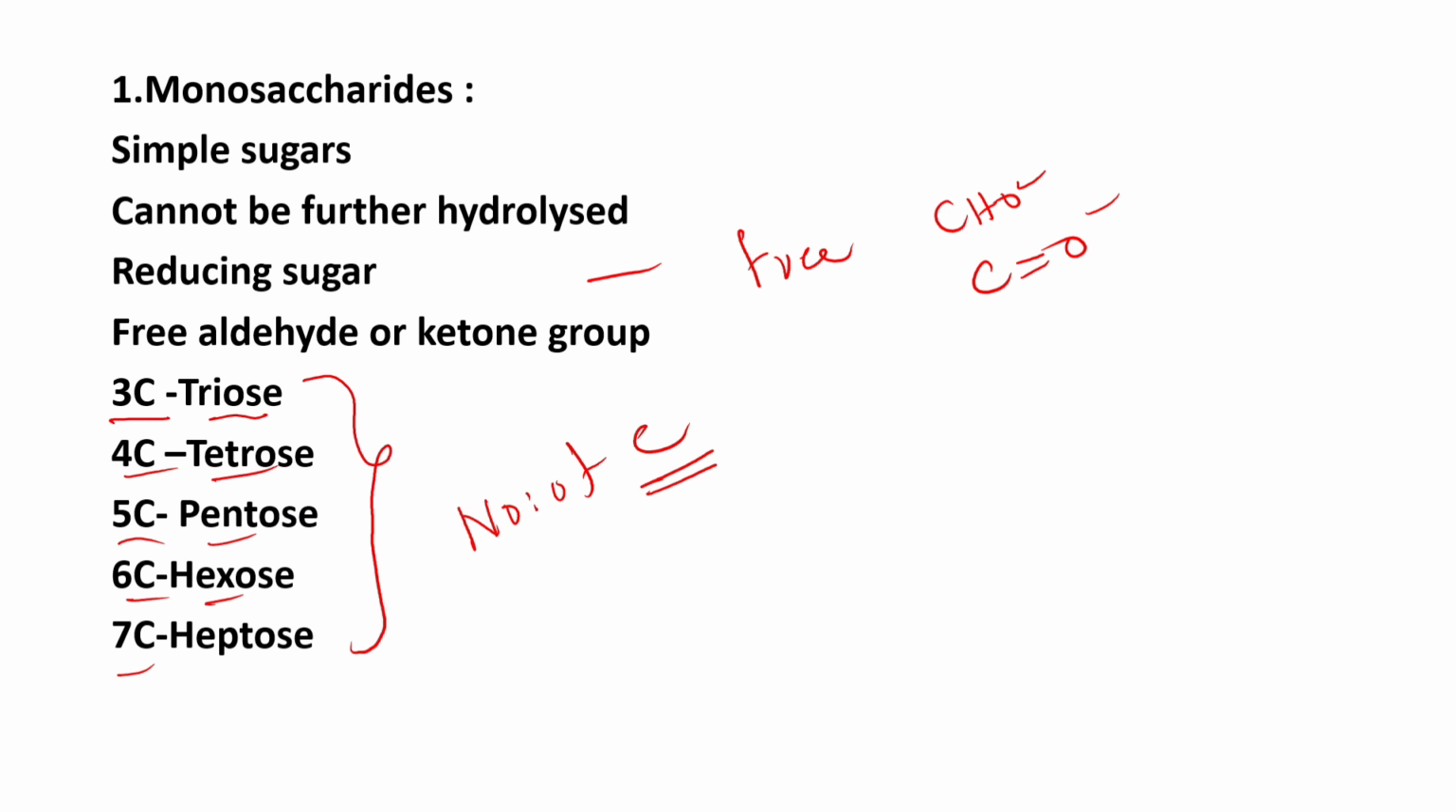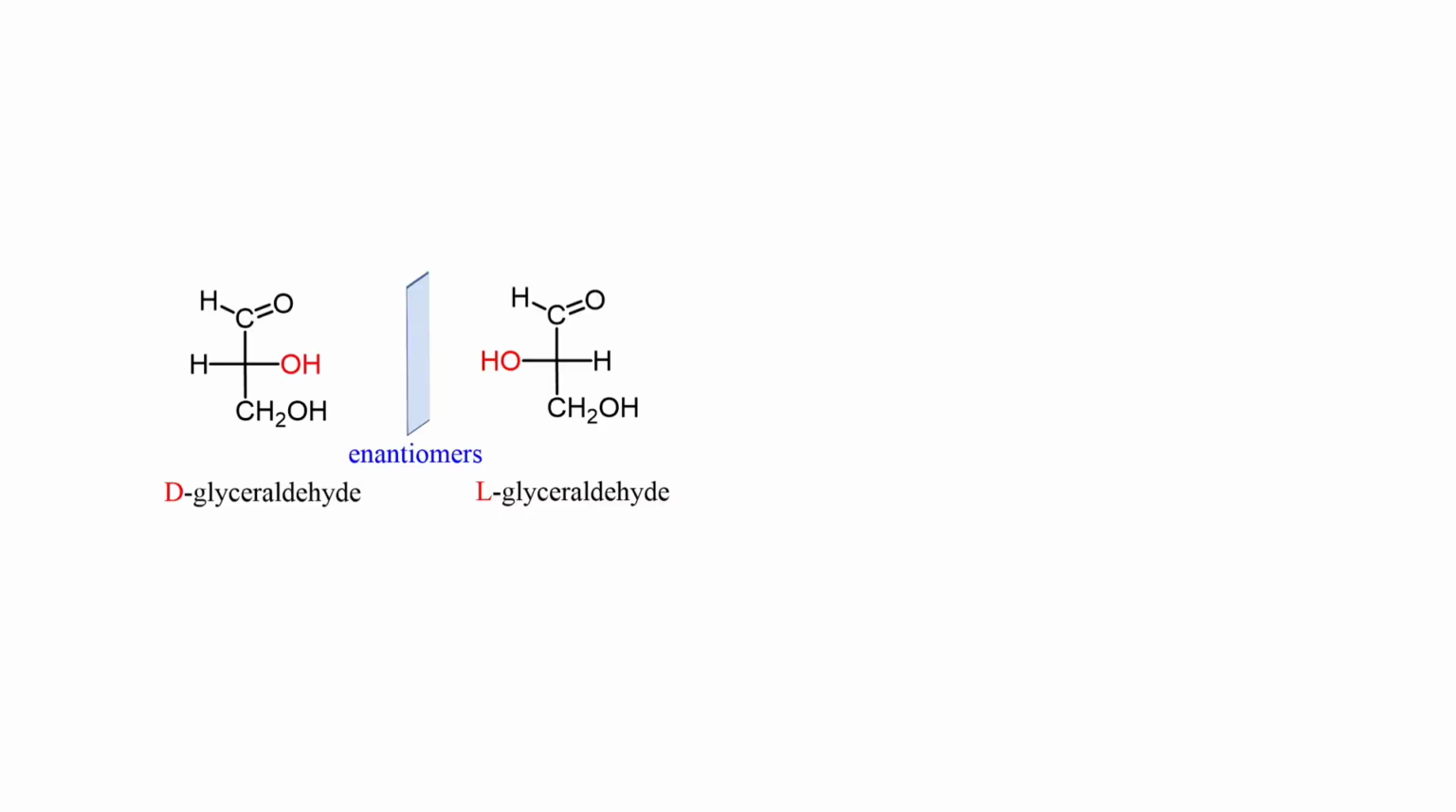Now, the simplest monosaccharide is a triose. An example is glyceraldehyde. This is the structure of glyceraldehyde. Here you can see 3 carbons: 1, 2 and 3. So this is the simplest carbohydrate or simplest monosaccharide, that is, the triose glyceraldehyde.